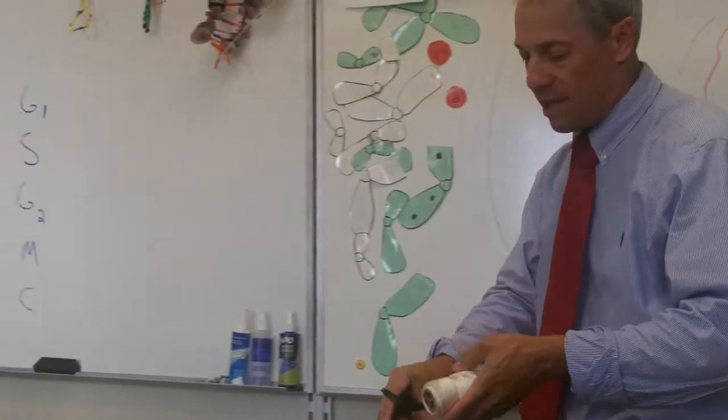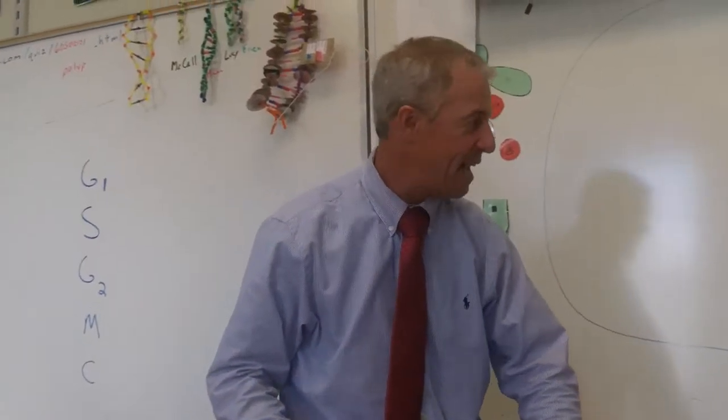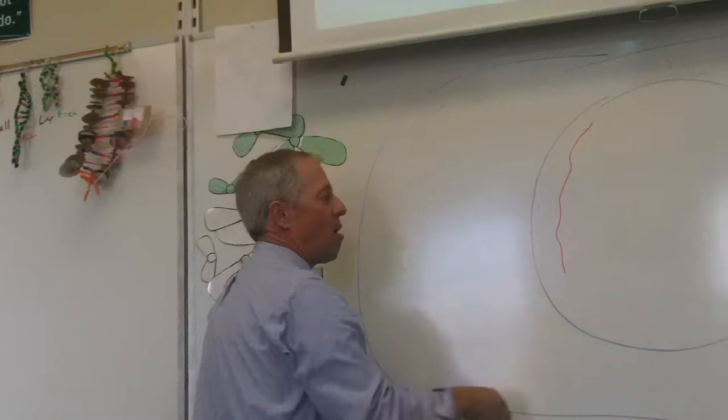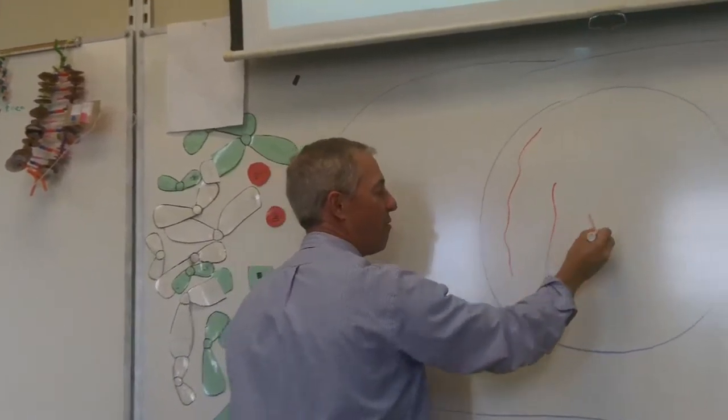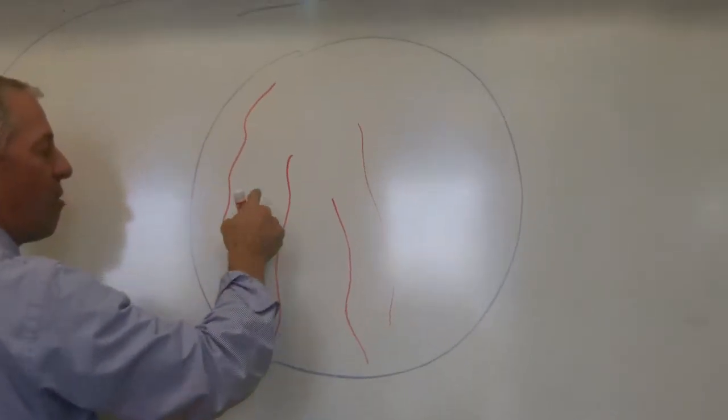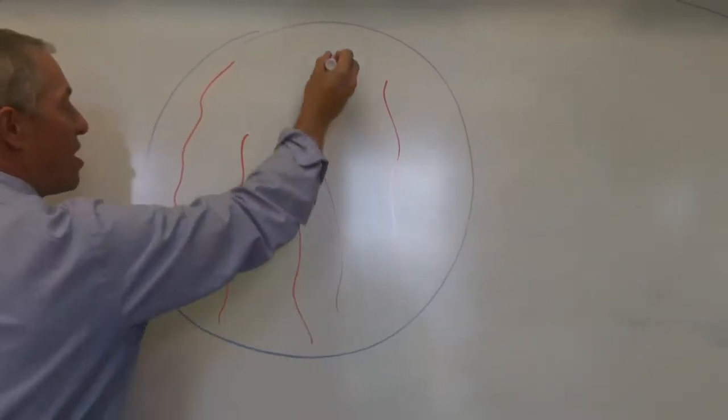So the DNA is laying in the nucleus as chromosomes. So I'll draw a few of them here. I'm not going to draw them all. I'll draw 6 of them.